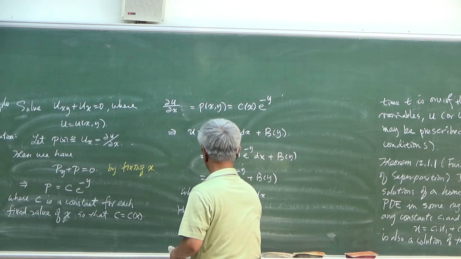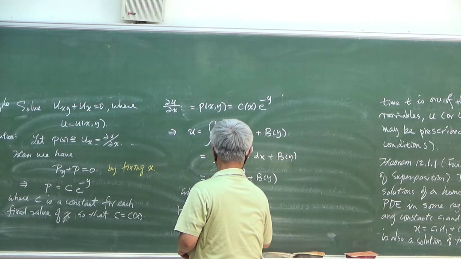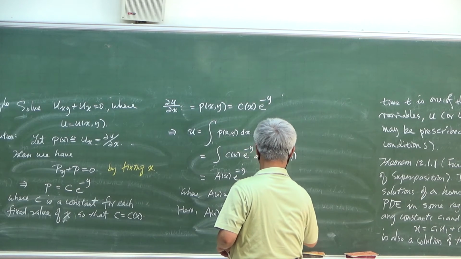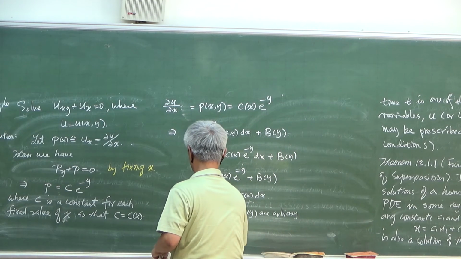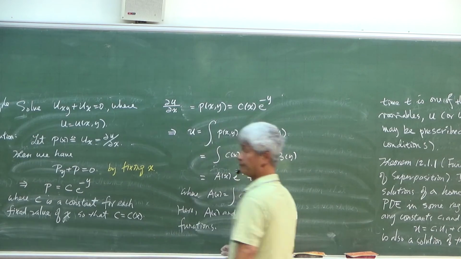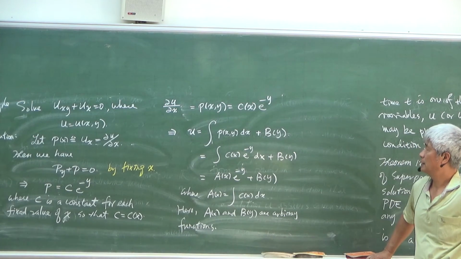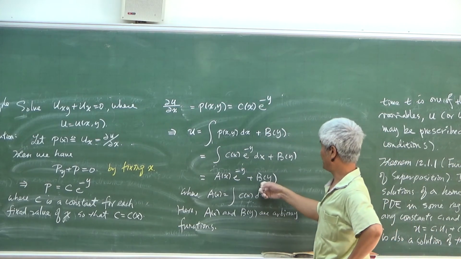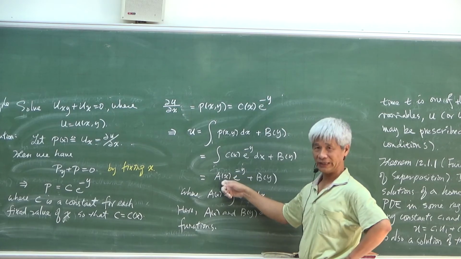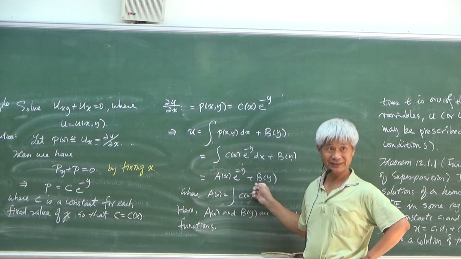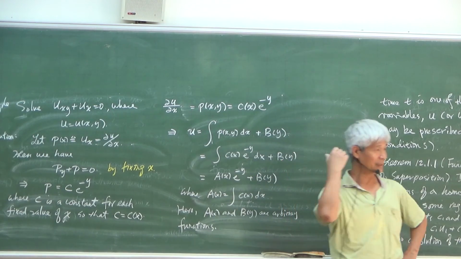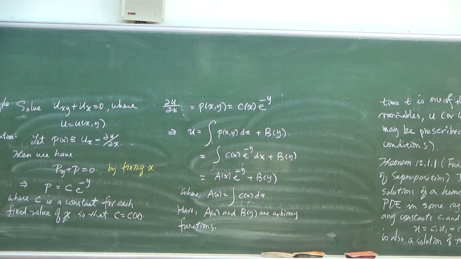We have to know that a(x) and d(y) are arbitrary functions. So you have a lot of solutions, because you can put an arbitrary function of x here and an arbitrary function of y here. So the solution space is pretty big, very, very large.